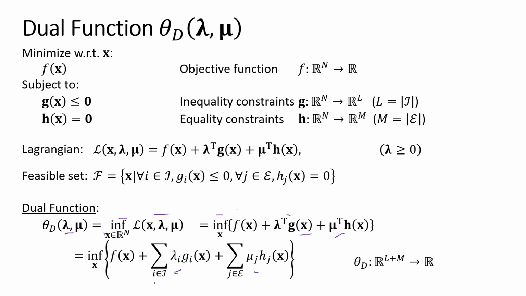And theta_d is a mapping from R to the L plus m to the real line. Why is that? Because it's a function of lambda and mu, and we have L number of inequality constraints, which is the same as the dimensionality of lambda, and we have m number of equality constraints, which is the same as the dimensionality of mu. Therefore, the domain of theta_d, the dual function, will be L plus m dimensional. And the range is the real line because it maps to a scalar.